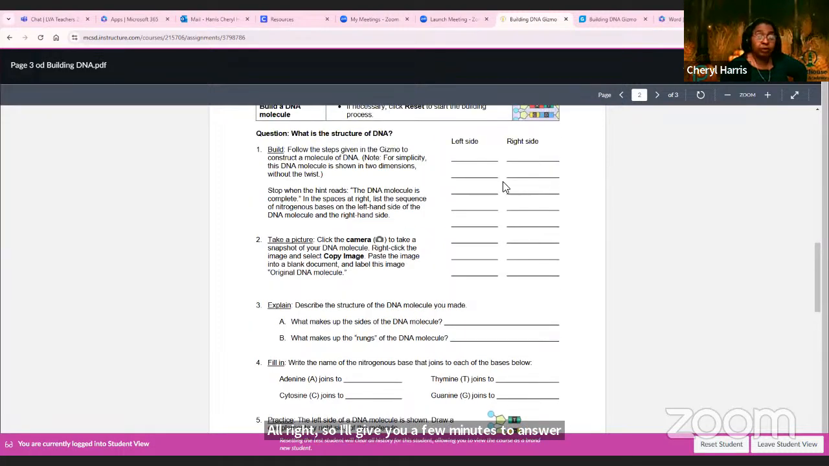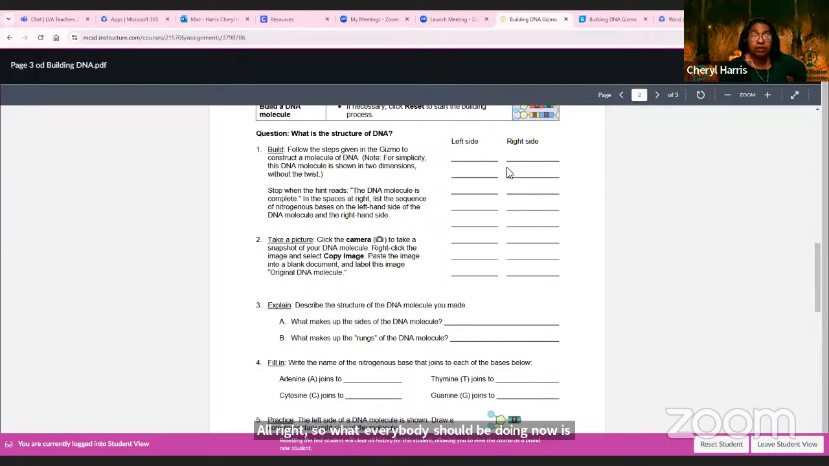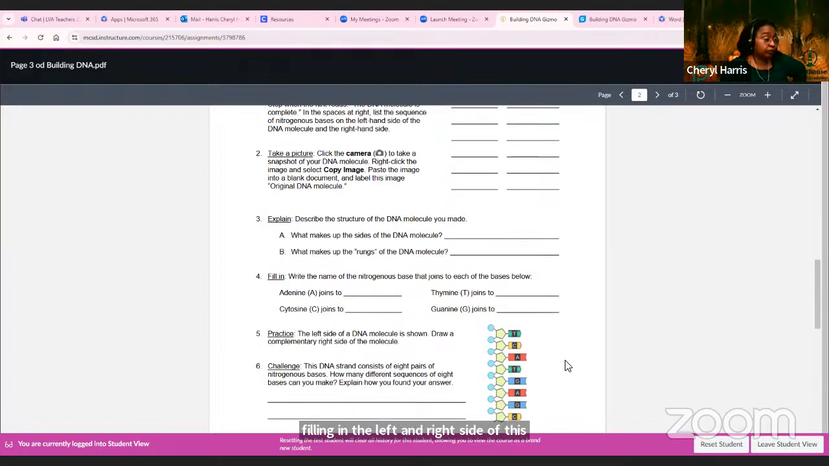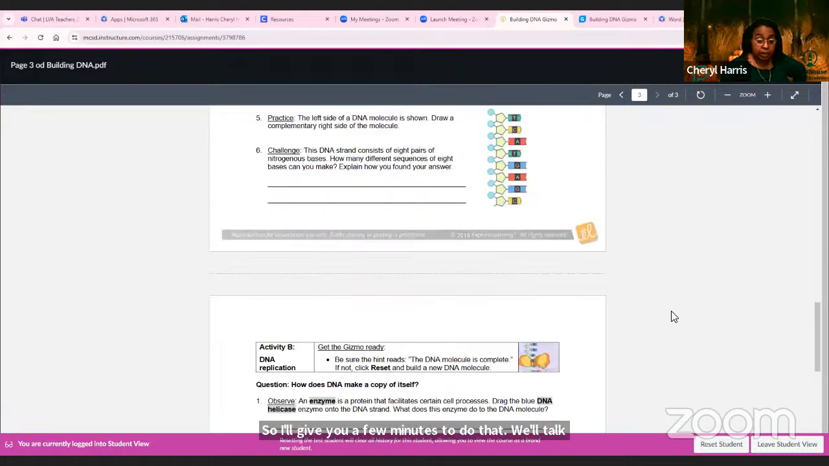All right, so what everybody should be doing now is filling in the left and right side of this table up here, answering questions 3, 4, and 5. And again, 6 requires some math, so you can do that for extra credit. So I'll give you a few minutes to do that. We'll talk about it, then we'll move on to activity B.